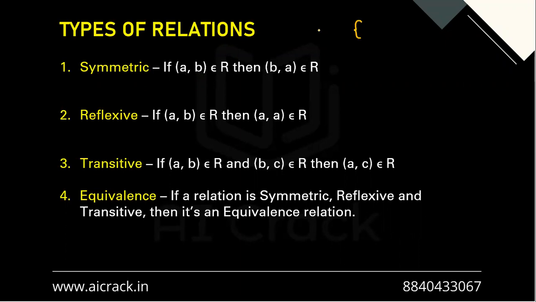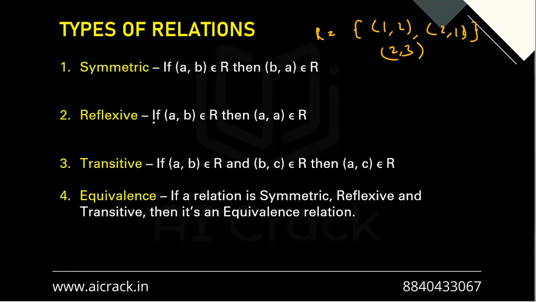Let's say we have this relation where (1, 2) is there and (2, 1) is there. So if (a, b) is there, then (b, a) should be there. If that is the case, this is a symmetric relation. And let's say we have one more element over here. Let's say we have (2, 3), but we don't have (3, 2) over here. In that case, this won't be a symmetric relation.